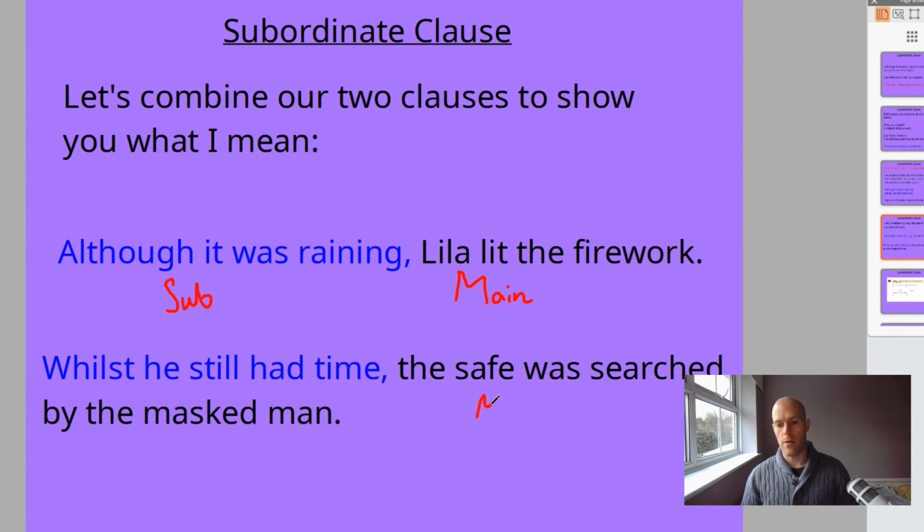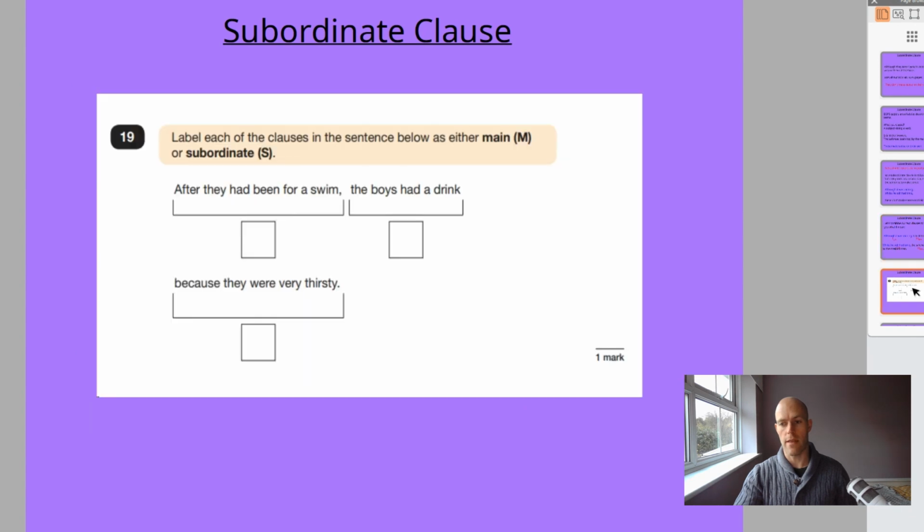So this is still a main clause. They are both clauses, but this one is subordinate because you'd sound odd if you just said that bit, and the end bit is the main clause. So they need to work together.